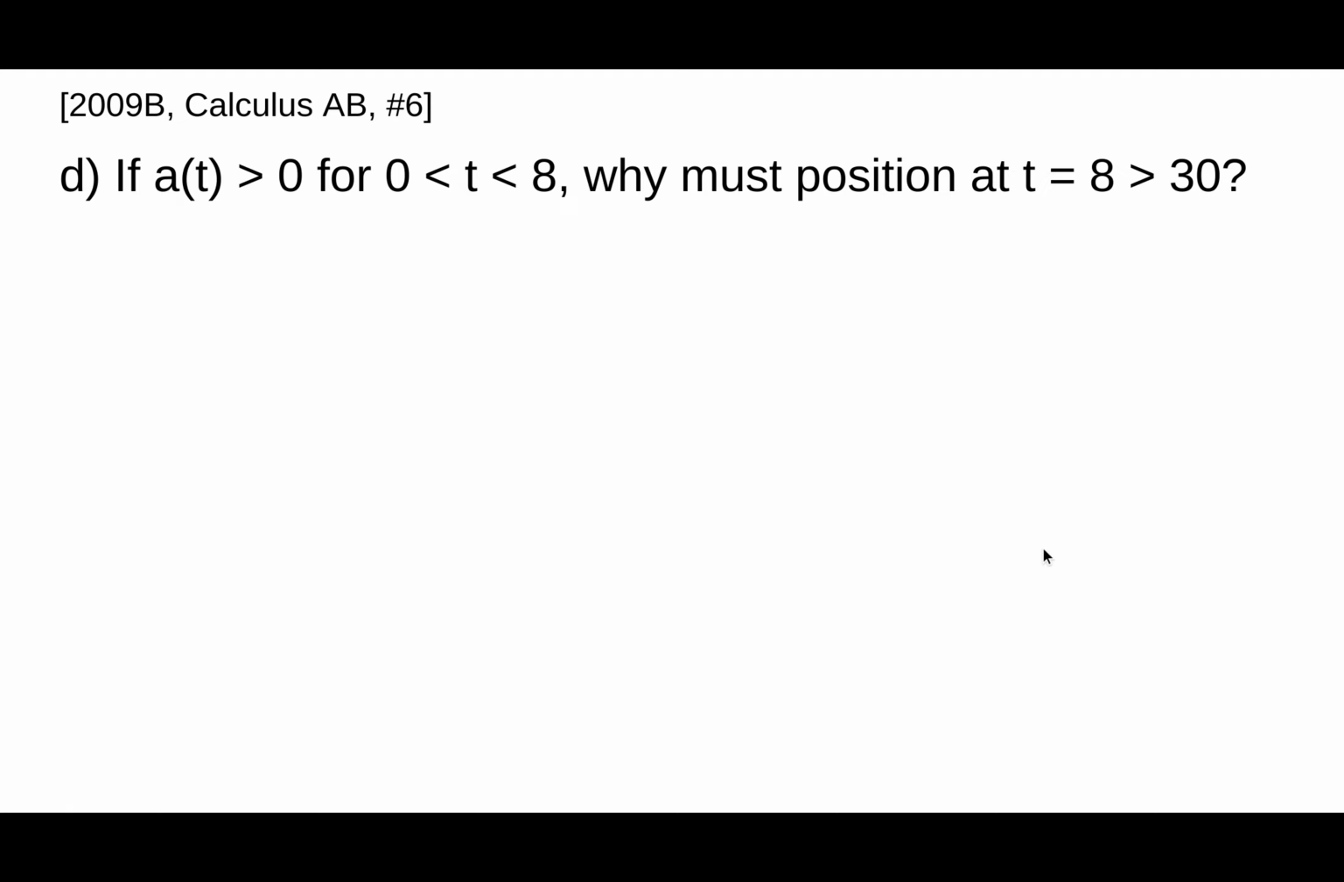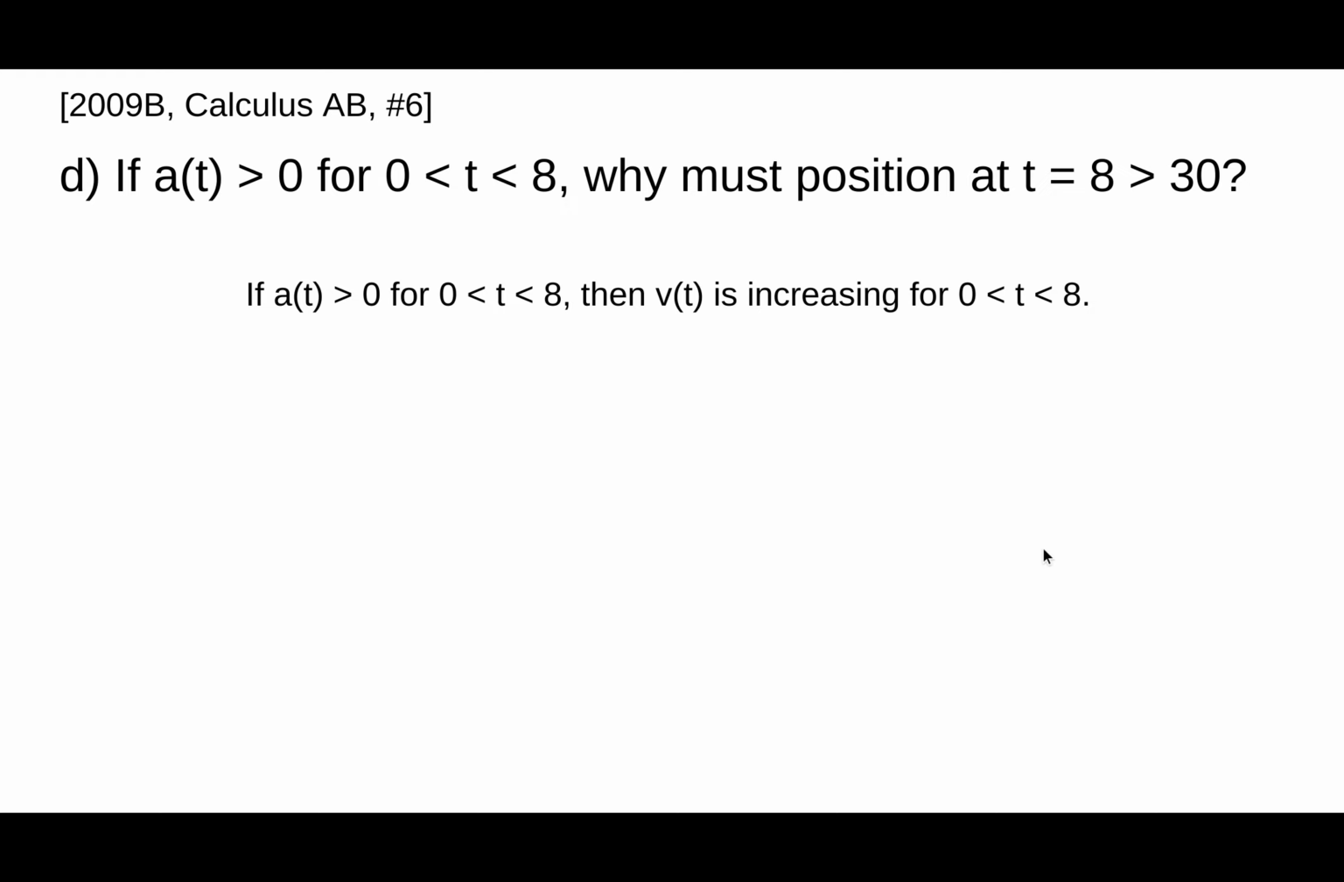In part D of this question, if we assume that the acceleration of the particle is always positive for values of t between 0 and 8, why must the position of the particle at t equals 8 be greater than 30? All right, so first of all, if a of t is positive on that interval, that means v of t is increasing on the interval from 0 to 8.